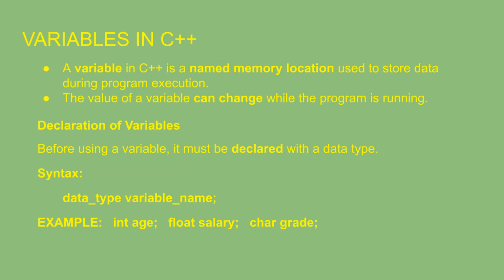A variable in C++ is a named memory location to store data, and its value can change during program execution. Variables must be declared with a data type using the syntax data_type variable_name, for example, int age.